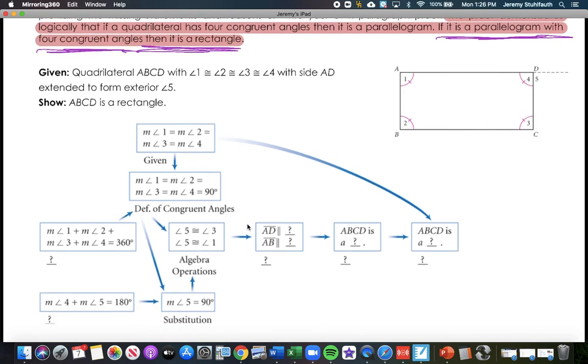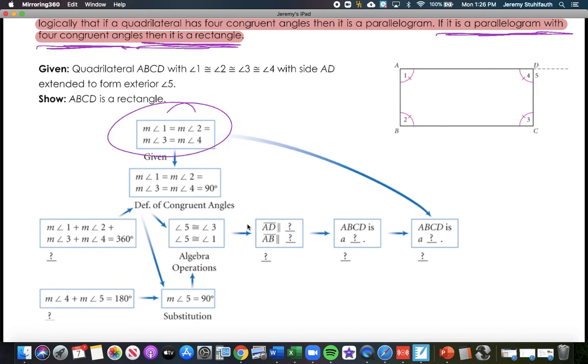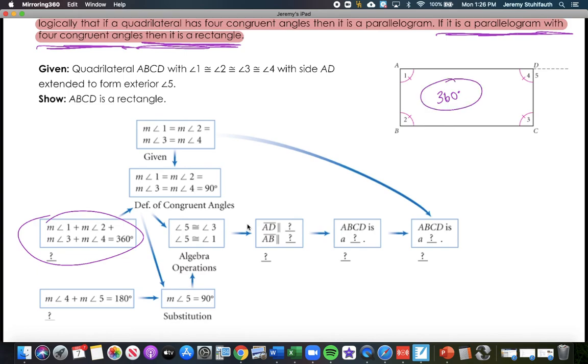All right. So the first thing that we're given is that the measurements of all four angles are congruent. That is given to us. Now, because this is a quadrilateral, we know that the sum of the interior angles is 360 degrees. Because of that, and since all four angles are congruent, all four angles would have to equal 90 degrees. That's the definition of congruent angles. We kind of just skipped over this right here, which is what allows us to say that the sum is 360 degrees. Okay, so this is the quadrilateral sum conjecture.